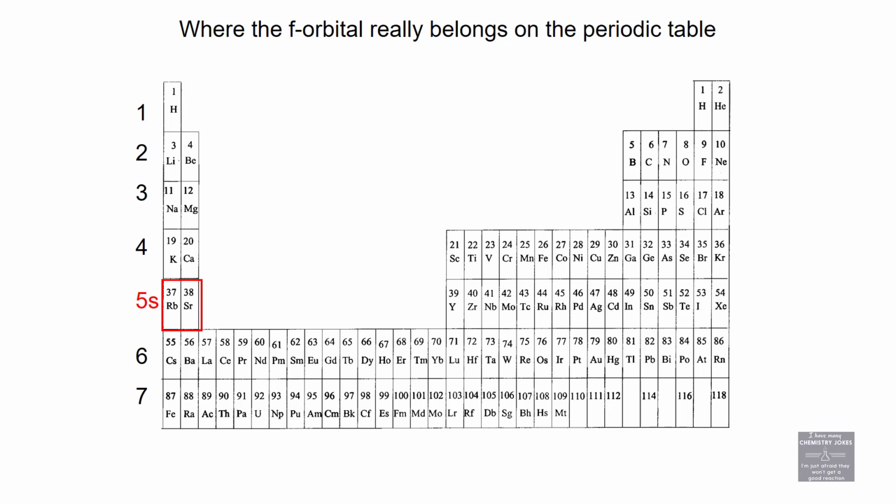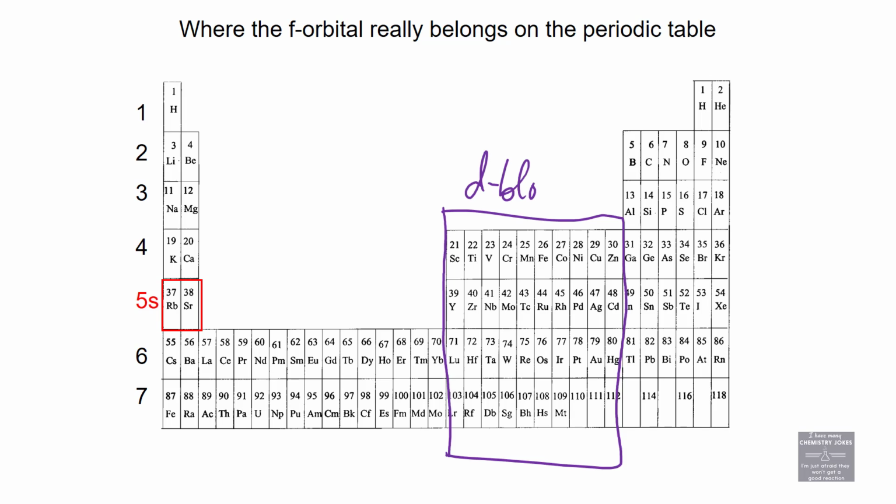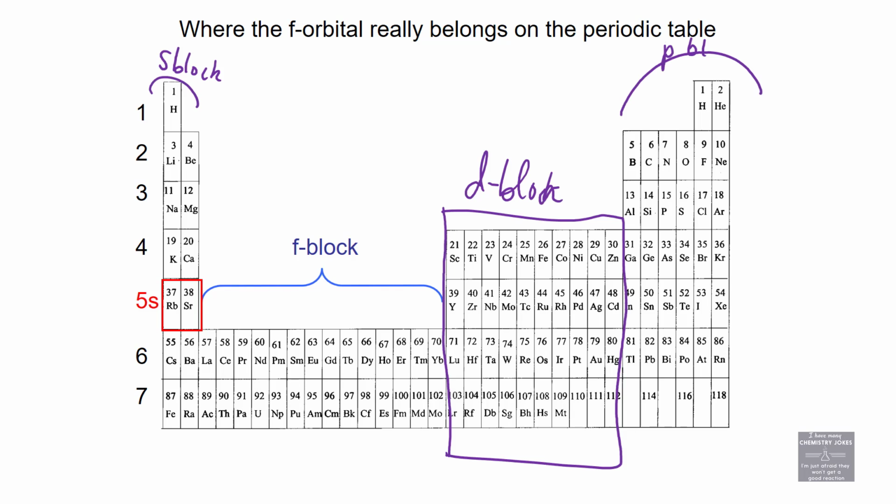Let me highlight a few things. This in purple is the d block. This that I've highlighted already is the f block. This is still my s block, these two. And this is still my p block over there. Hydrogen and helium. We really imagine helium's over here, of course.